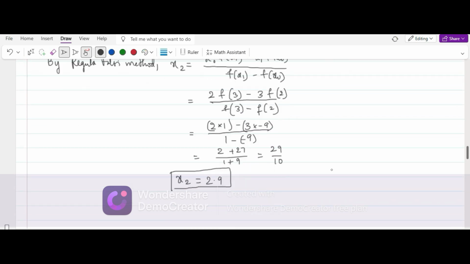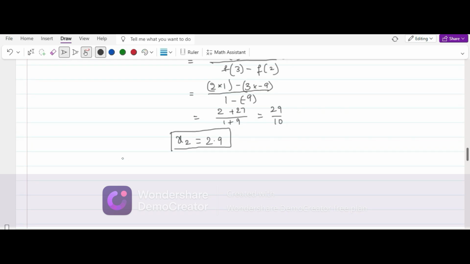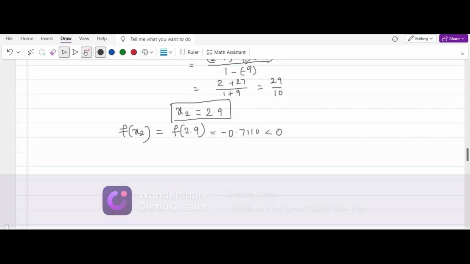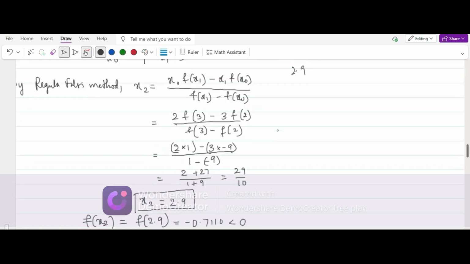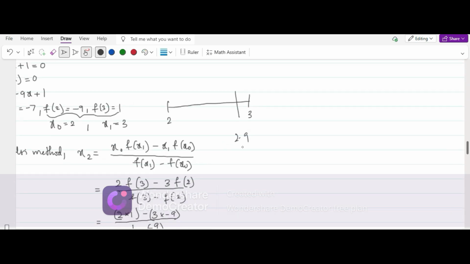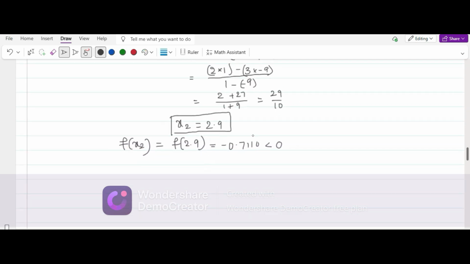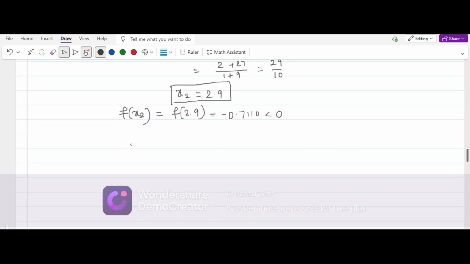ಓಕೆ, ಇವಾಗ 2.9, f of 2.9 ನ ಕ್ಯಾಲ್ಕುಲೇಟ್ ಮಾಡ್ತೀನಿ. ನೀವು ಆಲ್ರೆಡಿ ನೆಗೆಟಿವ್, ಸೊ ವಾಟ್ ವಿಲ್ ಯು ಡೂ? ಏನಾಯ್ತು ಇಲ್ಲಿ? f of 2.9 ಕೂಡ ನೆಗೆಟಿವ್ ಆಯಿತು, f of 2 ನೆಗೆಟಿವ್ ಇದೆ, f of 2.9 ನೆಗೆಟಿವ್ ಇದೆ, f of 3 ಪಾಸಿಟಿವ್ ಇದೆ. ವಾಟ್ ಇಸ್ ಯುವರ್ ಕನ್ಕ್ಲೂಷನ್? ಐಡಿಯಾ ಬಂತು, ಗೊತ್ತಾಯ್ತು ನಿಮಗೆ. The root lies between 2.9 and 3, ಗೊತ್ತಾಯ್ತಾ?